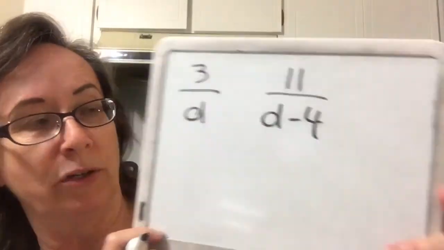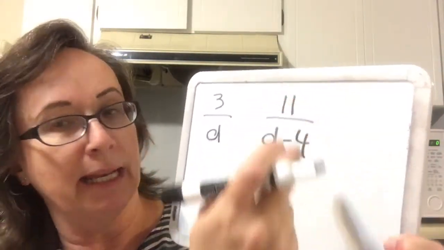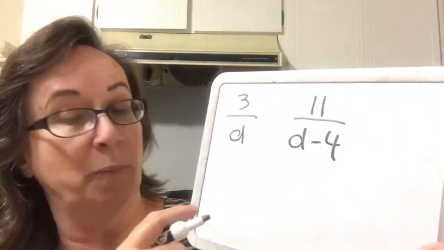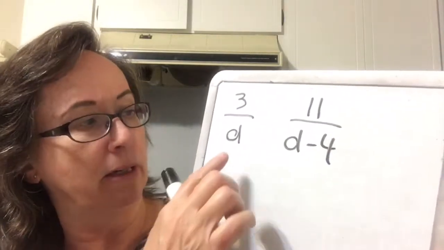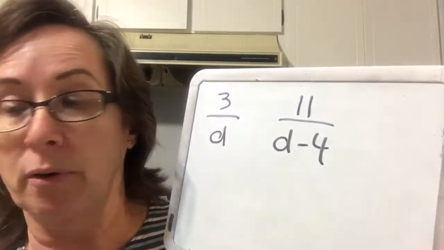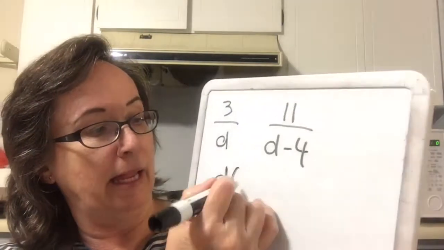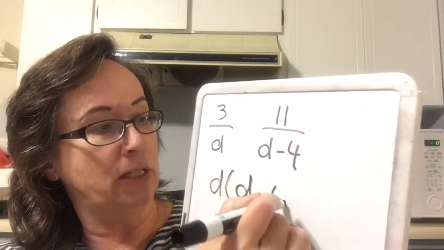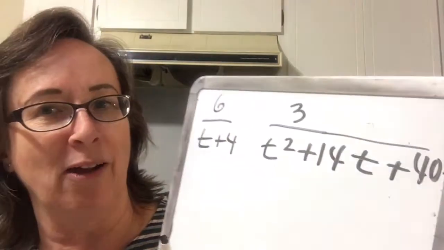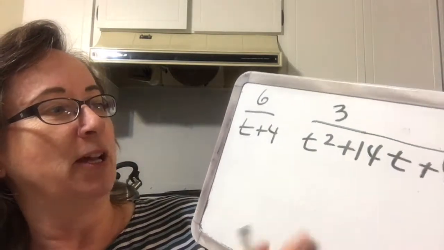Okay, so this is two rational expressions, 3 over d and 11 over d minus 4. So now we're going to build the least common denominator, and neither one of these factor. They are already prime. Therefore, I'm going to have d times d minus 4. All right, so now we are working on our least common denominator on this one.